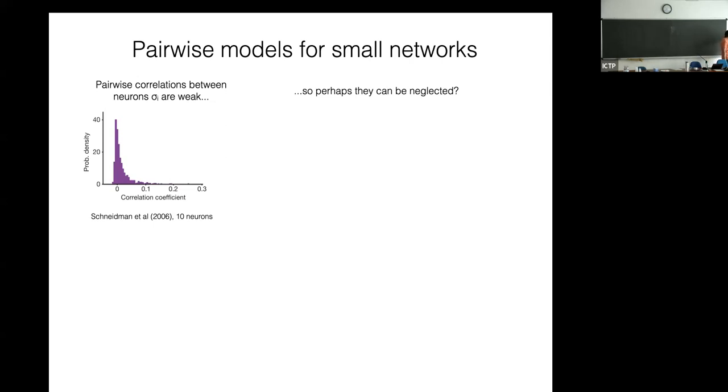Now, if you test for statistical significance, these correlations were significant. We have a lot of data. We can estimate them very well. There are a lot of samples in my neural recording. So the question is not whether they're significant or not. Most of them are, but they're all small. So the idea for quite a long while is that perhaps they can be neglected.